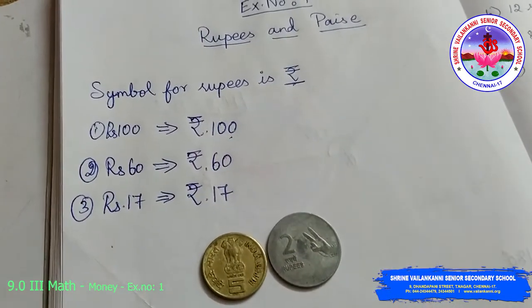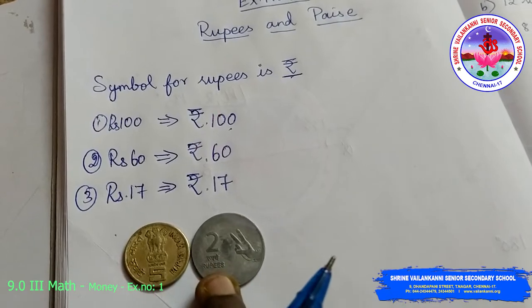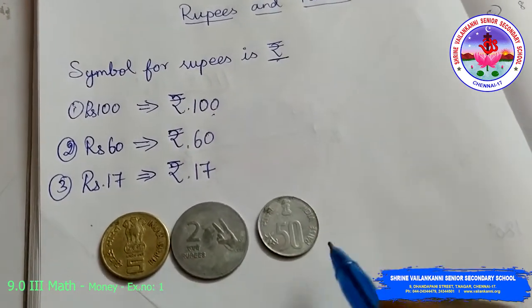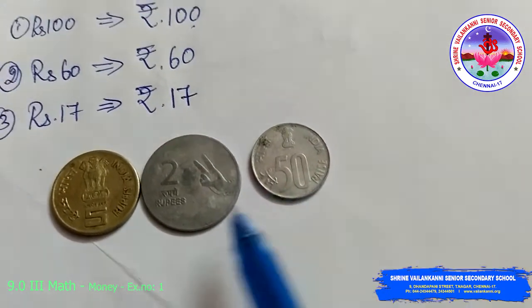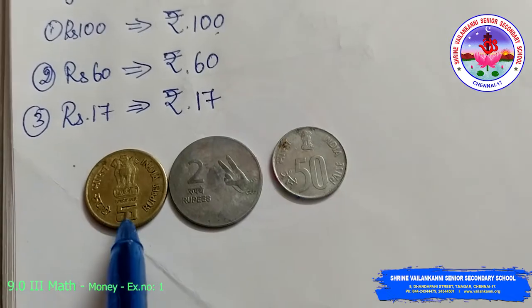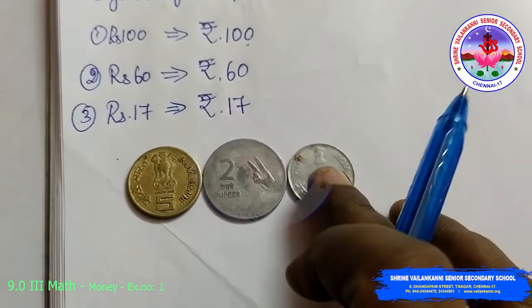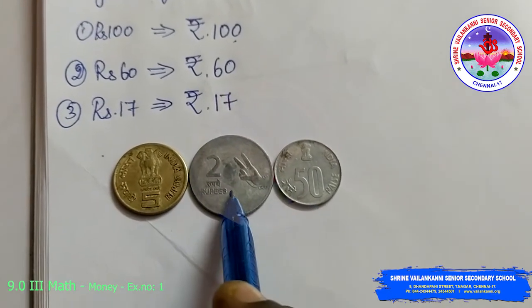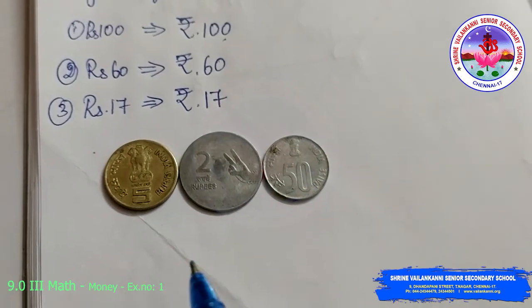Here, 5 rupees. This is 2 rupees. Here I have 50 paise. Can you see? This is 50 paise. This is 2 rupees. This is 5 rupees. So altogether, how much is this? 5 plus 2 is 7 rupees. 7 rupees plus 50 paise. You will call it 7 rupees 50 paise.